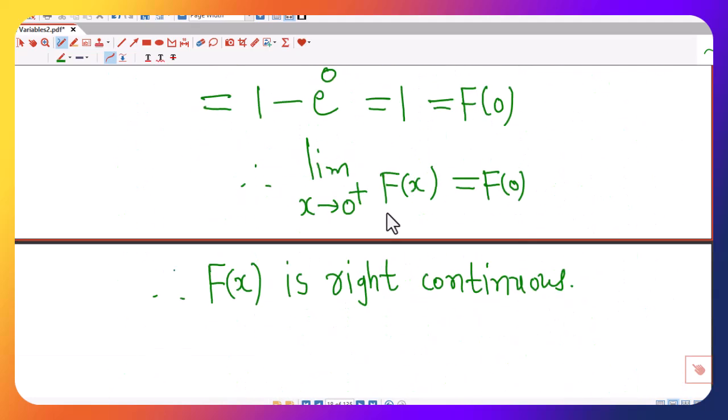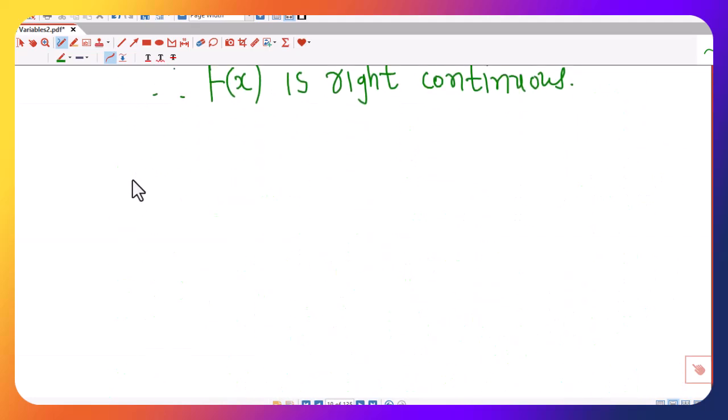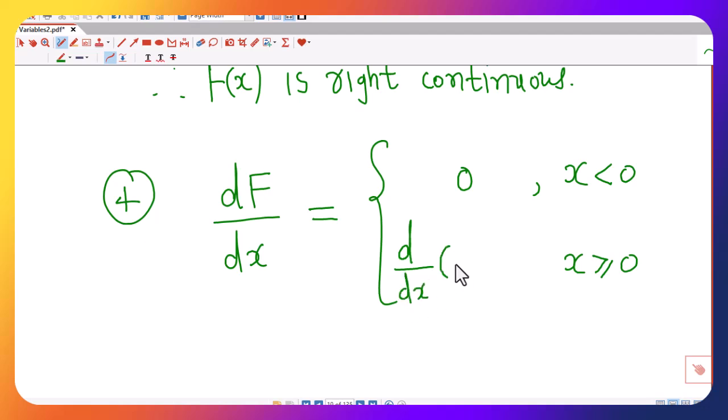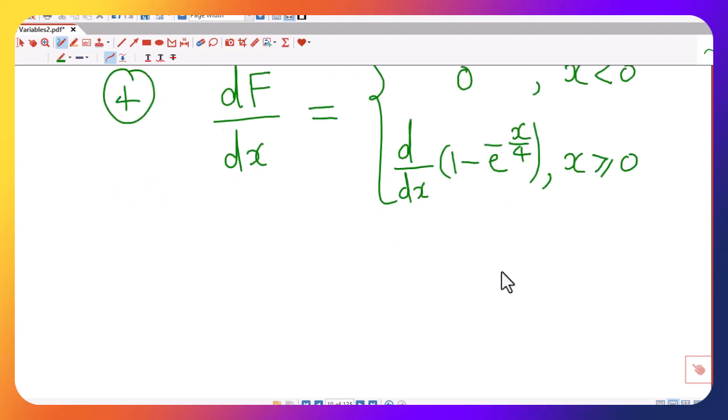So for that we can use the concept of derivative also. For example, if we find out the derivative of f, then what will we obtain? Here f(x) is defined in these two intervals. If x is less than 0, f(x) is 0, therefore the derivative of 0 is 0. And here we have the derivative of 1 minus e raised to minus x by 4.